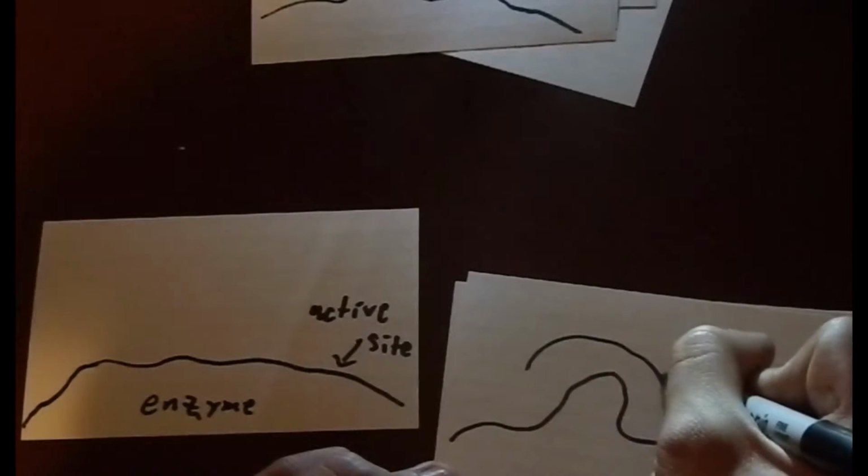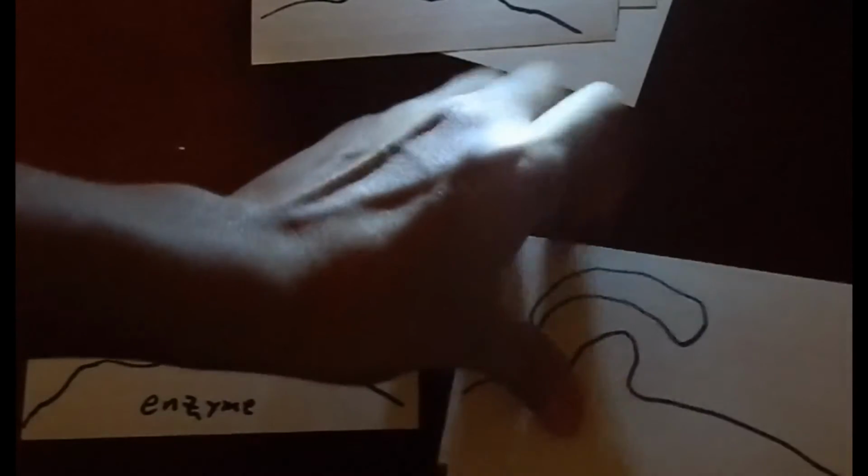But if that substrate is off even by a little bit, so let's do like that. That's not a little bit, but you get the idea. Then it will not be able to bind to that active site. So the enzyme is very specific to the substrate that you're putting into it.